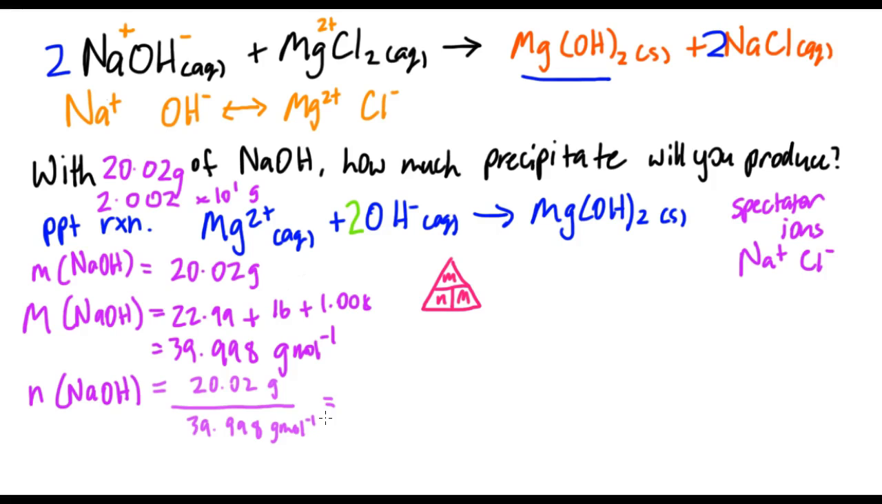And the best way to do this is to put it in scientific notation. It's approximately 5.01 by 10 to the negative 1 moles. Okay, so we know the number of moles of our sodium hydroxide.